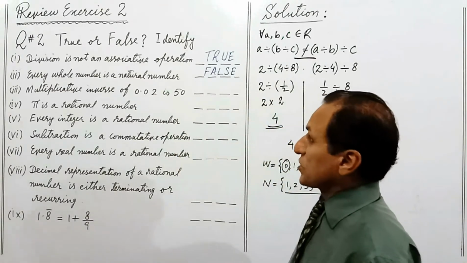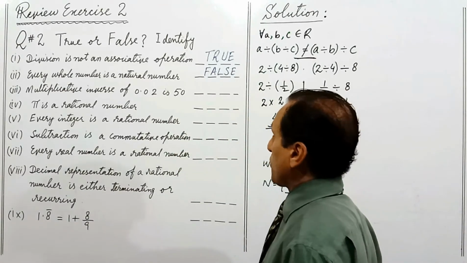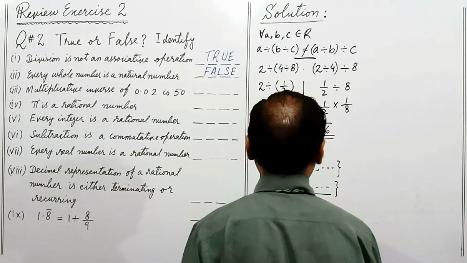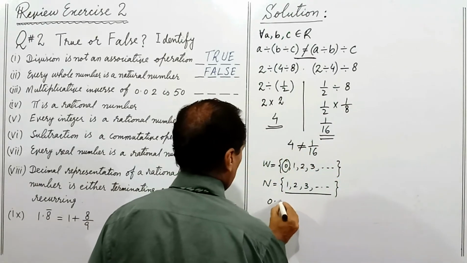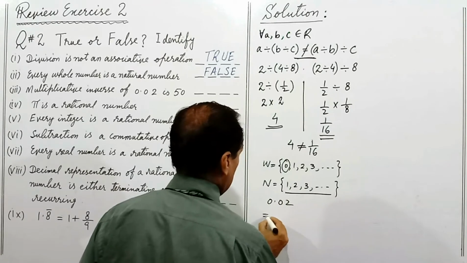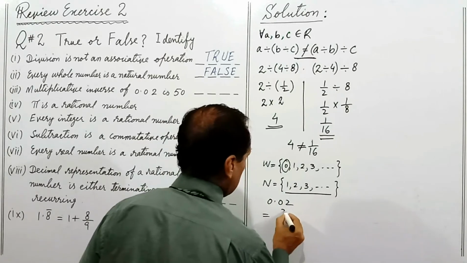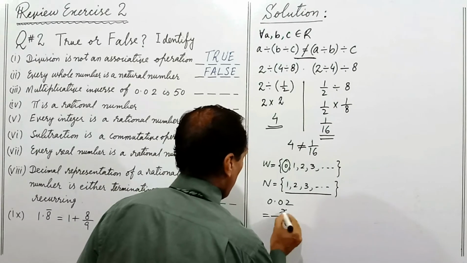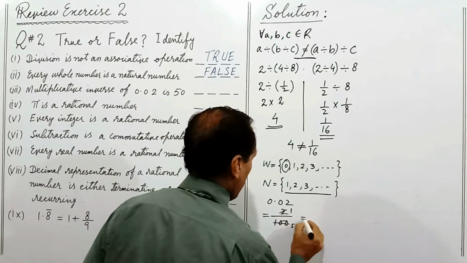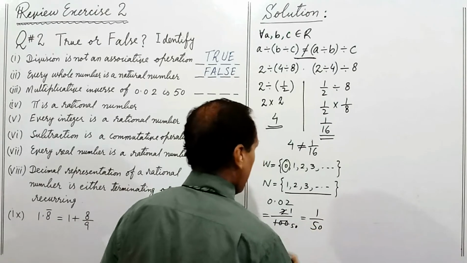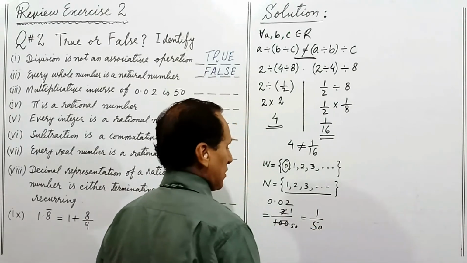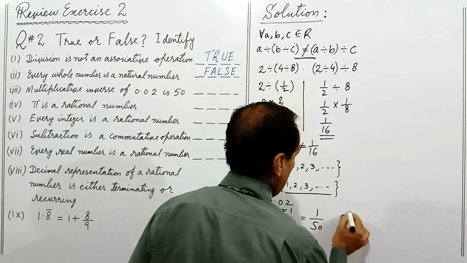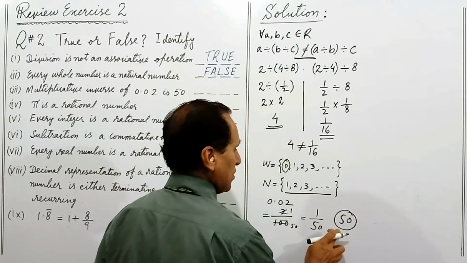We move to the third statement. The multiplicative inverse of 0.02 is 50. So first of all, we have to find the value of 0.02. That is equal to, we remove the decimal, 2 over 100, 2 ones are 2 and 2 fifties are 100, and we get 1 over 50. As we know, the reciprocal of 1 over 50 is 50.